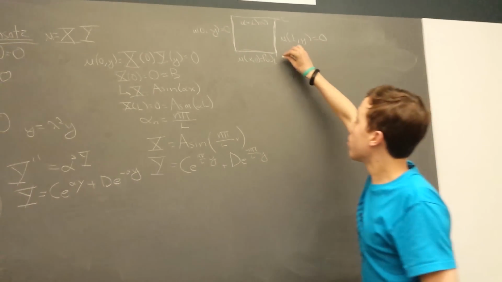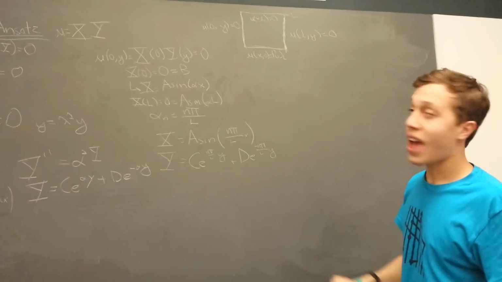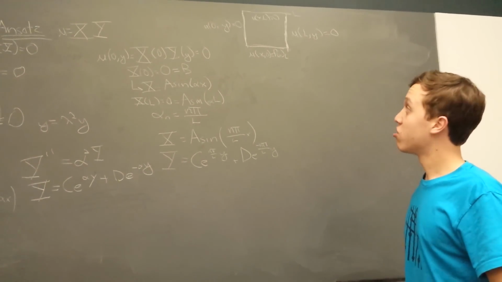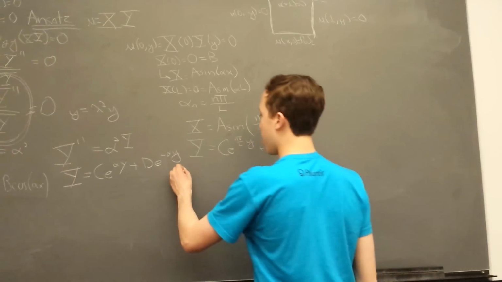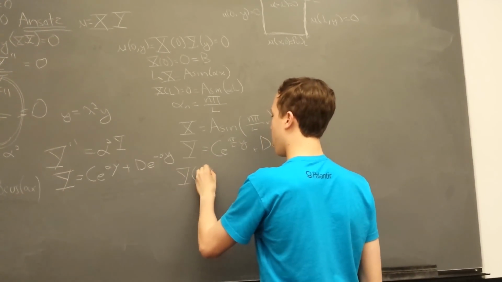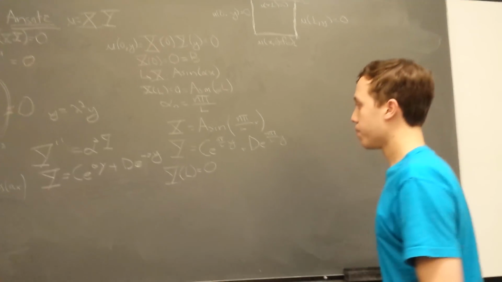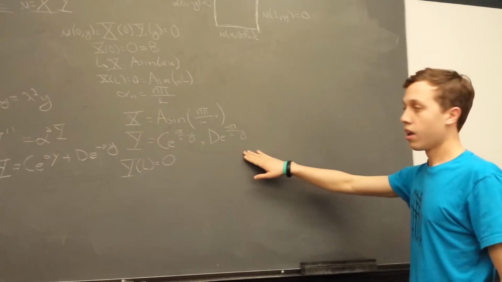So now that we've used this boundary condition, let's move on to our next boundary condition, which is u of x comma L equals 0. So for the same reasons I've mentioned before, that implies that big Y of L is equal to 0. So let's plug in L for y here and see what we get.